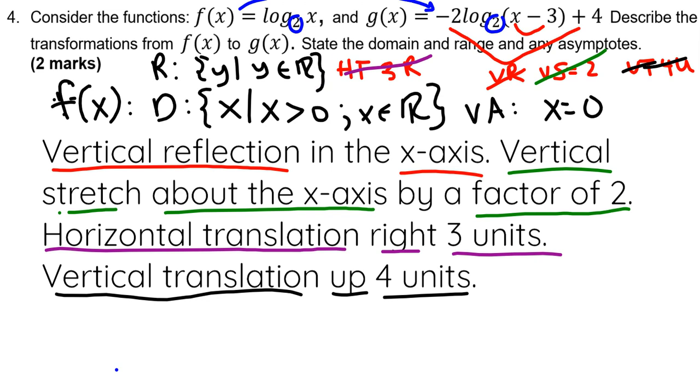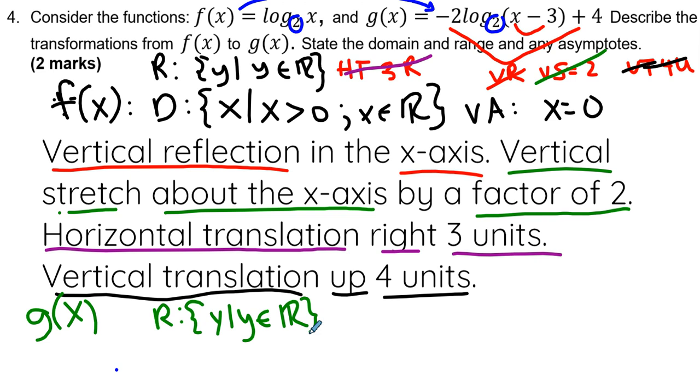Now let's do that for g of x. So g of x, my transformed function. Let's start with the range. If y can be anything, well, there's nothing I can do stretching, reflecting, translating that would change that. So the range is also the set of all y such that y is an element of the reals.